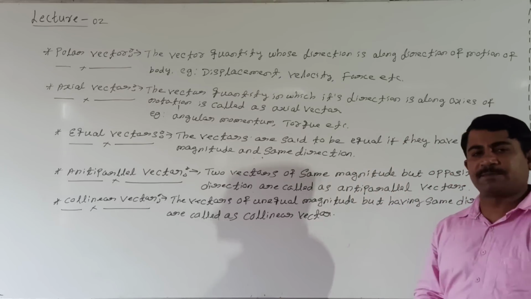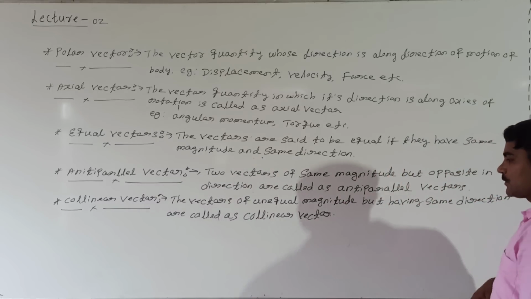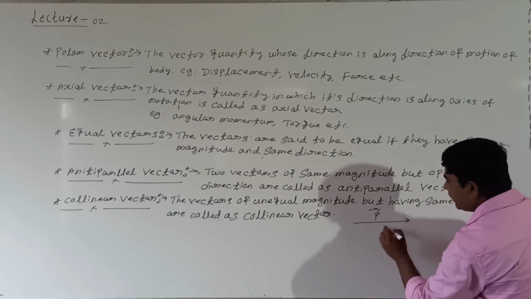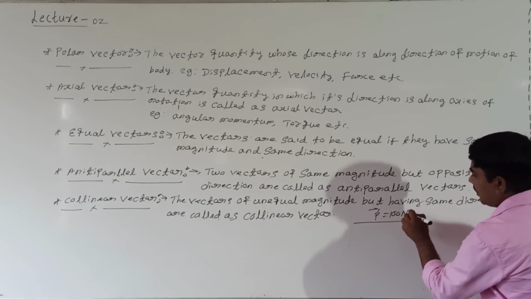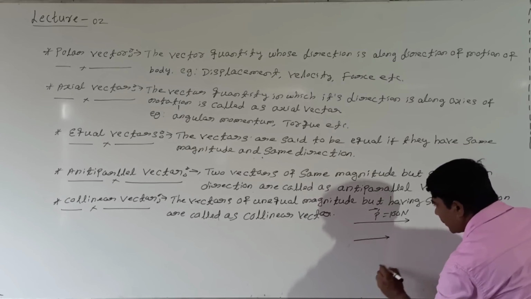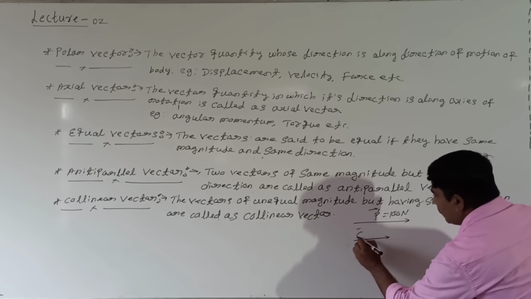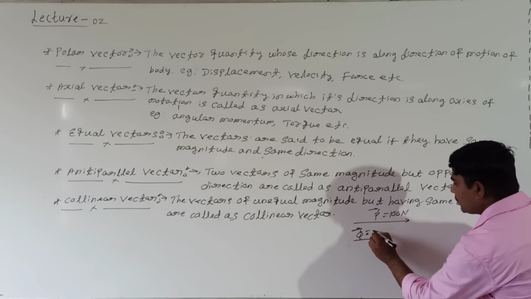Collinear vectors. Very simple. Two vectors of unequal magnitude. Shall I show here? See, this is one vector. Shall I call this P vector? Of how much magnitude? 100 Newton. Shall I take one more vector? This is nothing but Q vector. Q equal to how much? It may be 50 Newton.